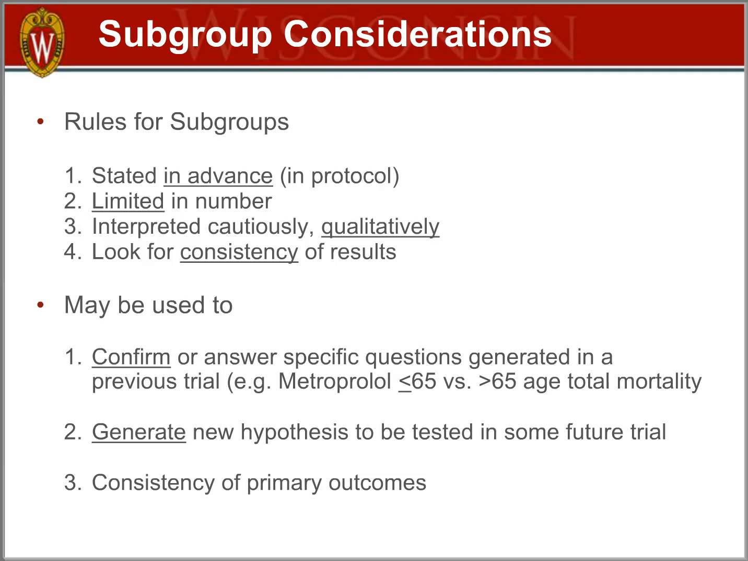And for me, the main benefit of looking at subgroups is, are the results consistent in a biologically or medically plausible way? We can use subgroups to confirm a previous question. For example, does the age group under 65 have the same benefit as over 65 in a population given the drug metoprolol? We can use subgroups to generate new hypotheses in some future trial. And thirdly, we can examine the consistency of the primary outcomes as well as some of the secondary outcomes. Consistency is what we're looking for in results of any trial.